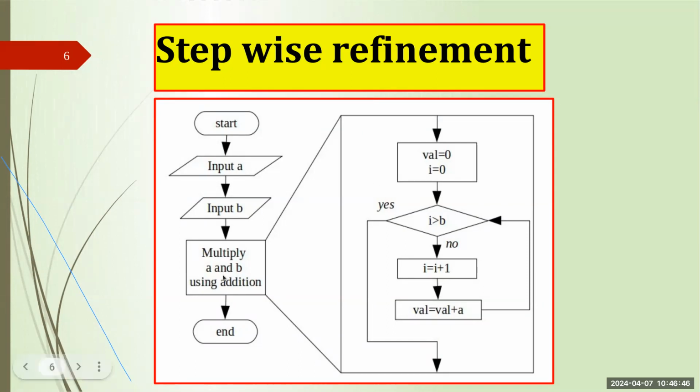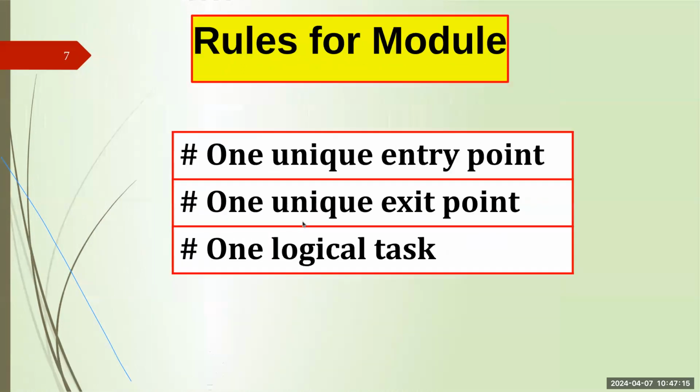First we write using a black box. We call this black box multiply AB. We can write it either by addition or some other method. If we can think of another method, we can also write it inside this box. Then end.